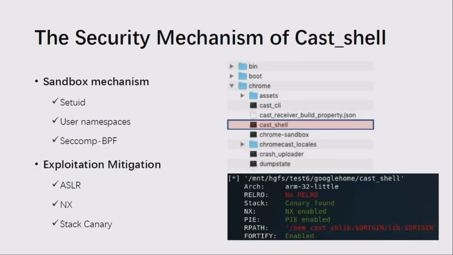Let's look at the main programs in the firmware. The firmware has memory directories as shown in these pictures, which contain a main program called cast shell. The program is just like Chrome, so it is protected by a sandbox. On Chrome OS, the sandbox mechanisms mainly include setuid, user namespace, and seccomp-BPF. In addition, the system also enables ASLR, and the cast shell also adds NX and stack canaries.